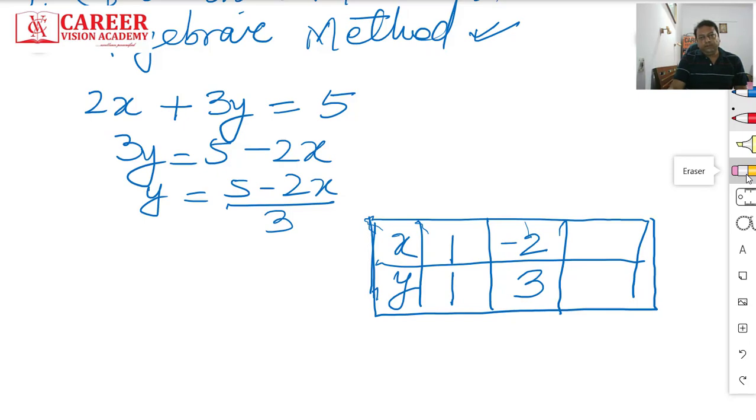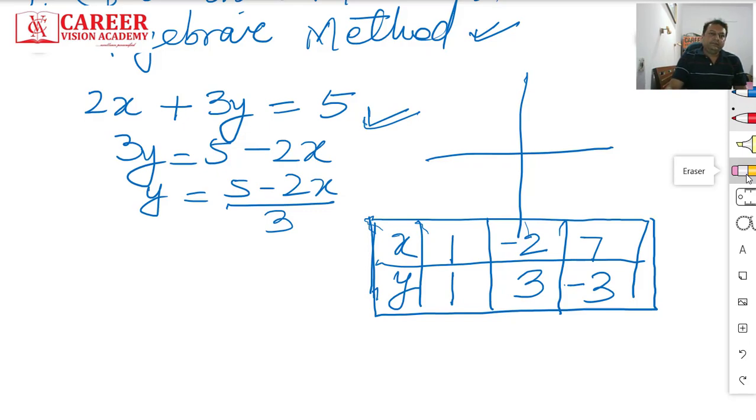We can take some other values of x, you can take 7, suppose. So if you take 7, it will be 5 minus 2 into 7, 5 minus 14 will be minus 9, and so it will be minus 3. We all know how to plot the points on the graph. When you plot the points on the graph, you will get a line. Okay, with this one equation you will get one straight line, and if you have another equation you will get another straight line with that.